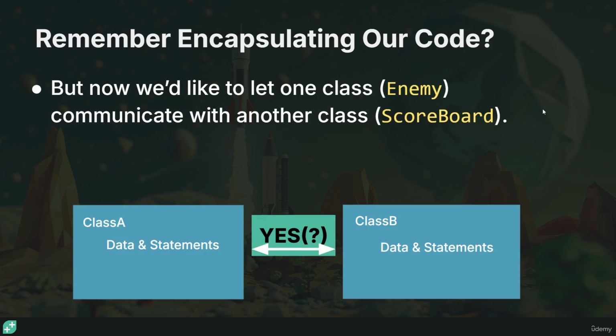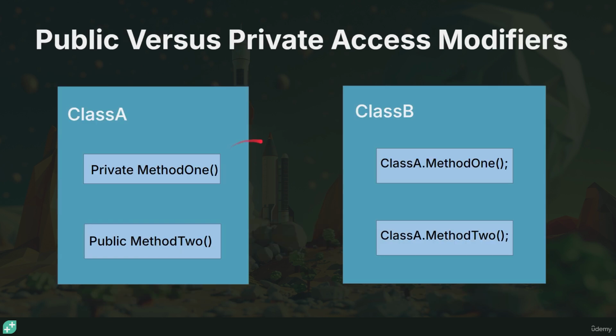A good example of this is our scoreboard wanting to communicate with our enemy class. We want our scoreboard to manage how our score is created and modified, but we'd like our enemy class to be able to communicate with our scoreboard class and use some of the methods inside. The way we gain access to one method from another class is by changing the access modifier. Previously, we've only been comfortable using the private access modifier for methods, and you would not be able to access it with this syntax here using the dot operator.